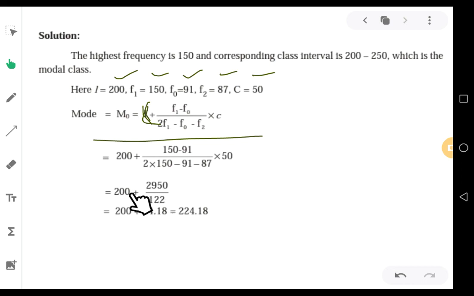Now 200 as it is, take the next line. 2950 divided by 122, if you divide, you will get 24.18. Now add this, 200 plus 24.18, that is 224.18. That is the answer for your mode for this sum. So pretty simple. I hope you understood.